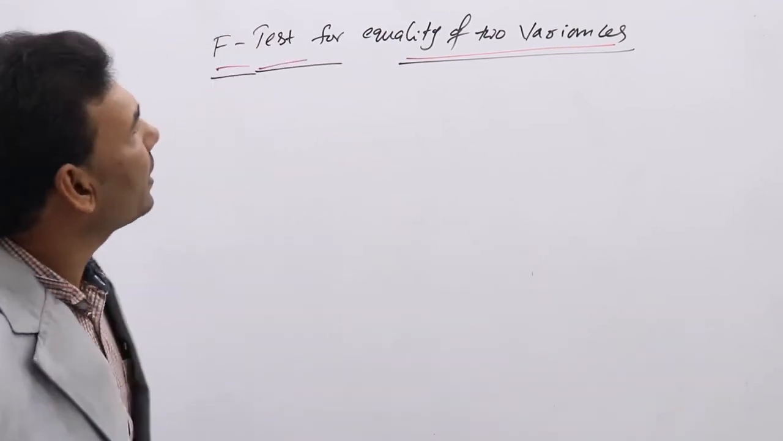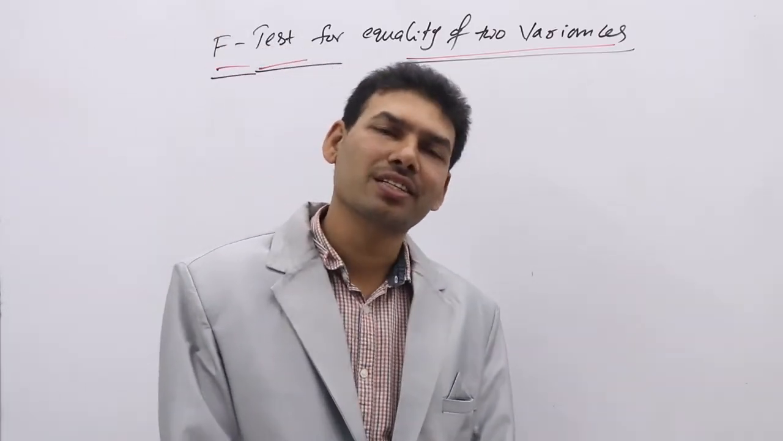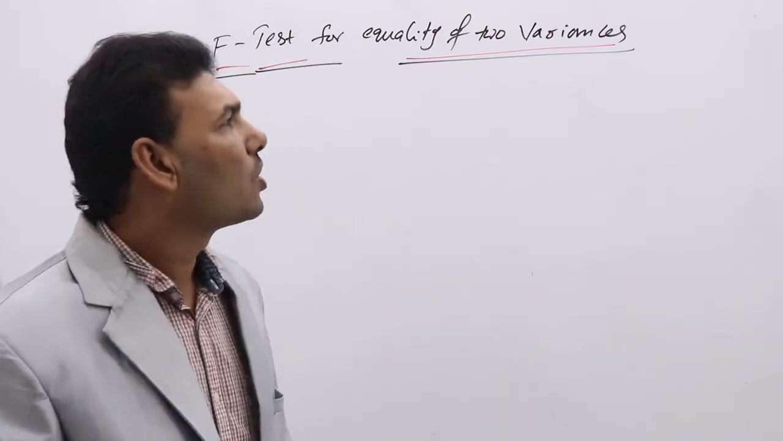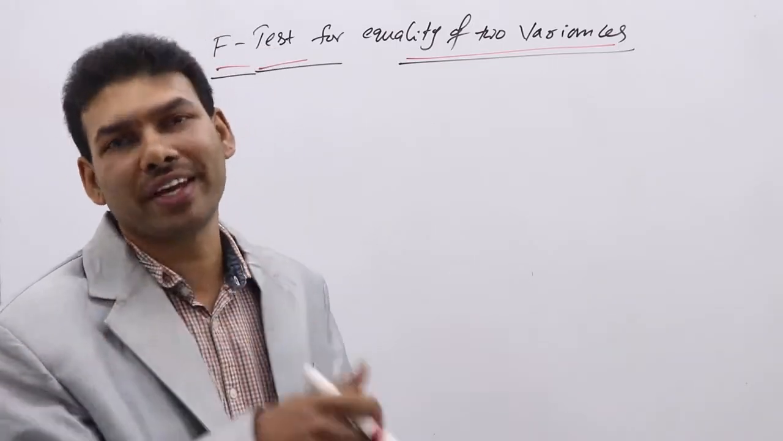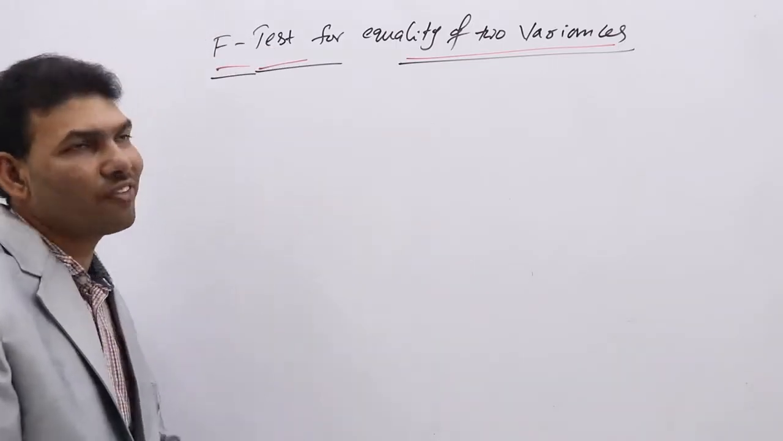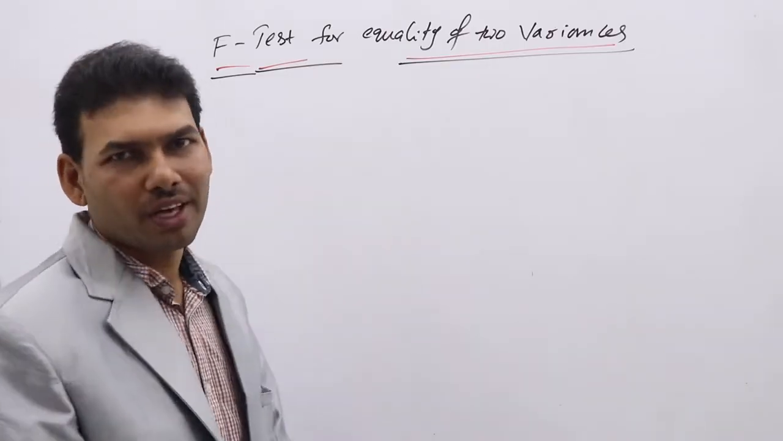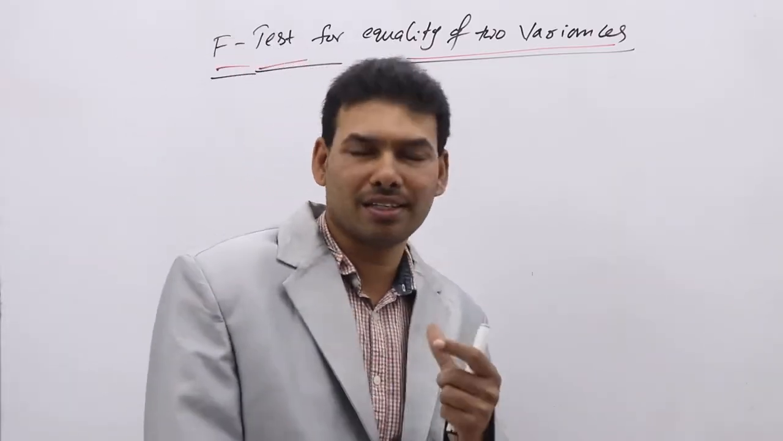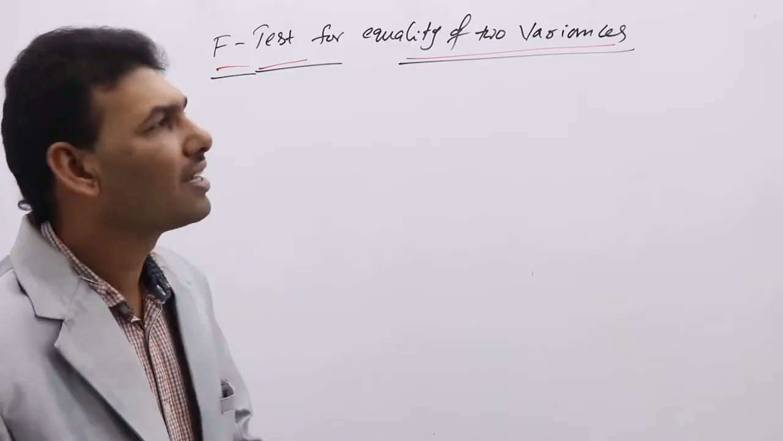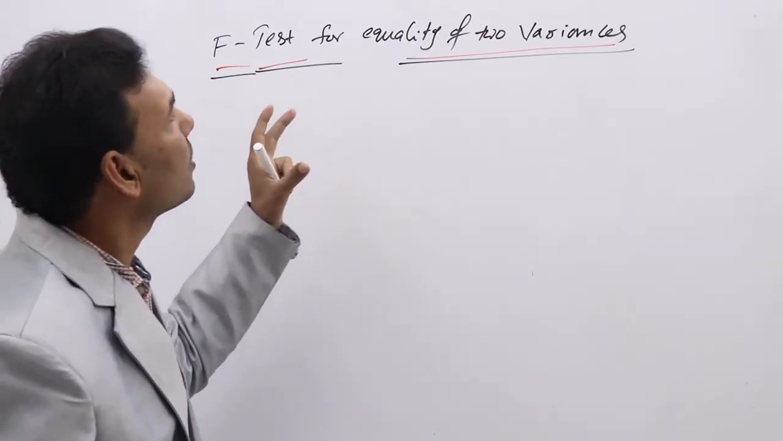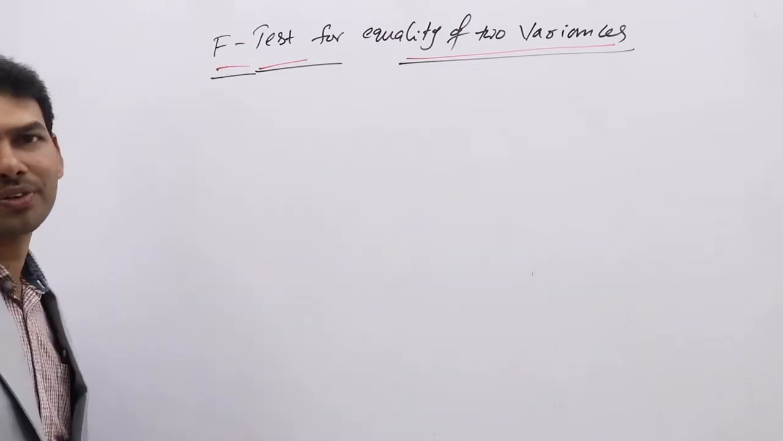F test for equality of two variances. Now we need to do F test for testing whether two samples came from the population which has equal variance. So we need to test on variance, F test, especially for small samples. When size of sample is less than 30, for that samples, to test equality of variances, we prefer F test.